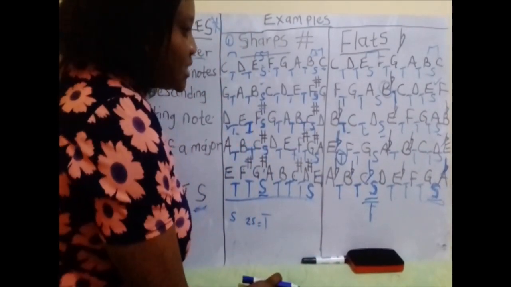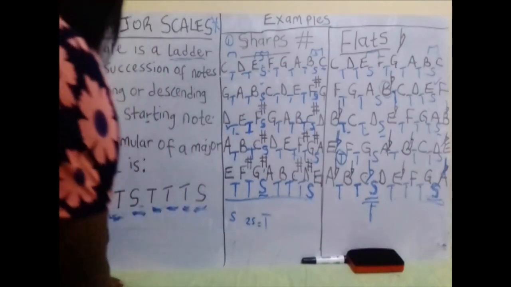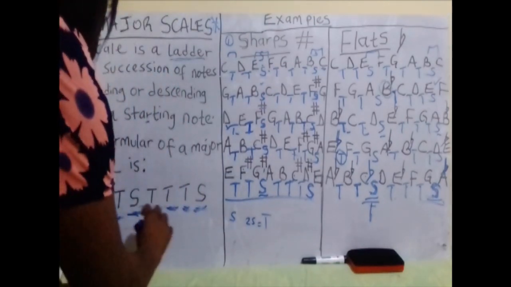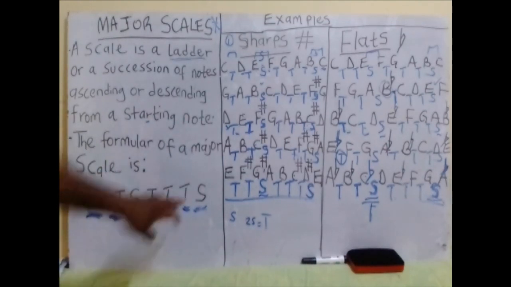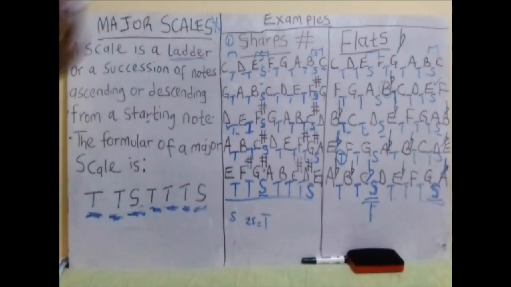The formula of major scales is supposed to be tone, tone, semitone, tone, tone, tone, semitone. You must first of all get that formula. If you see that your formula is not giving you this, then there is something you haven't raised and there is something you haven't lowered.